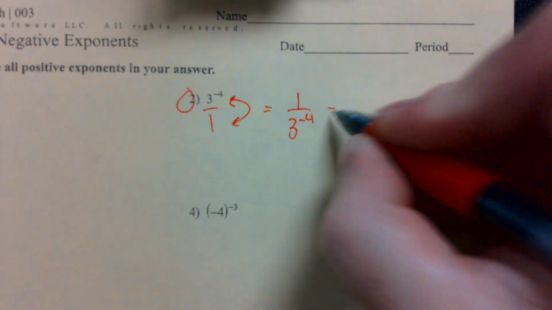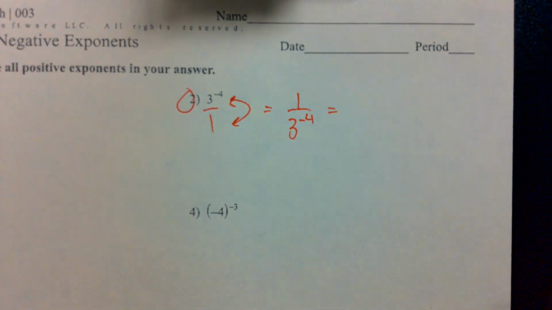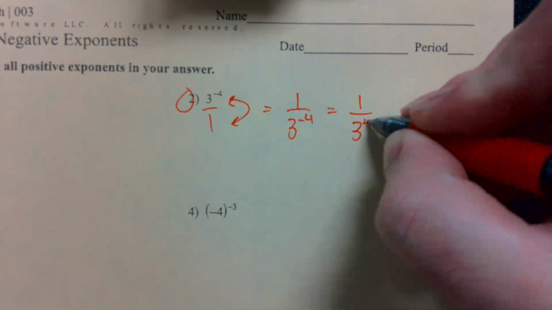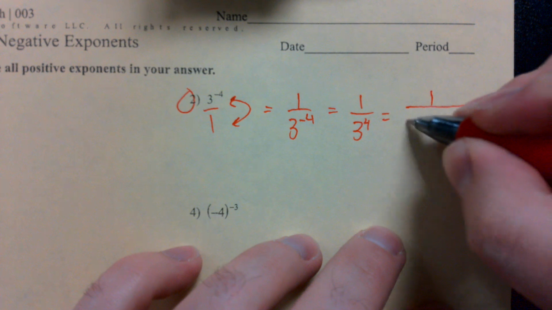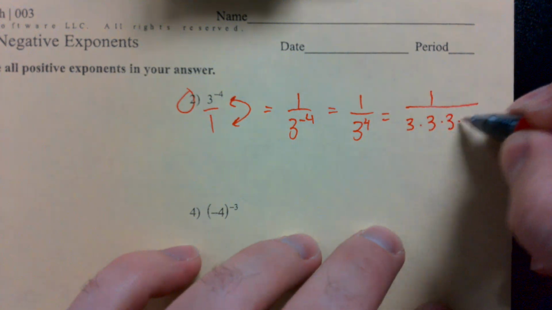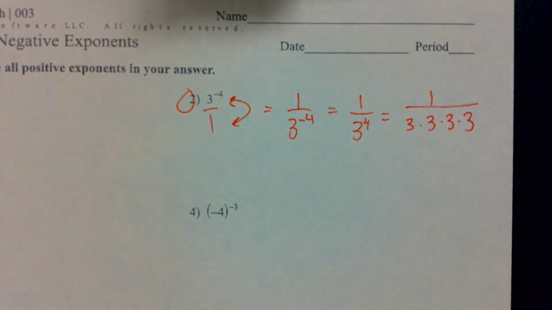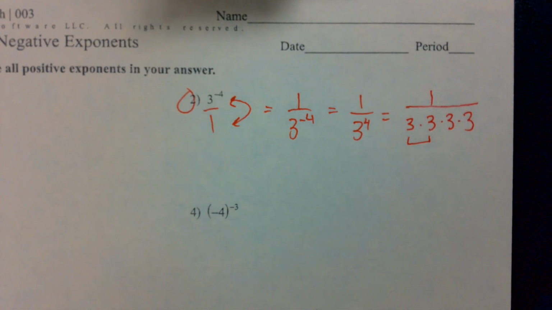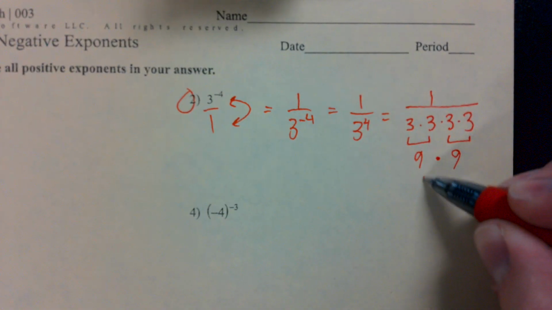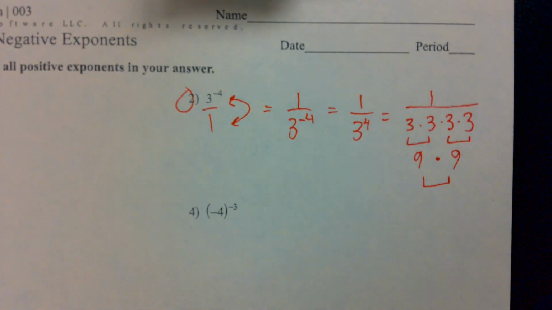After I flip my fraction, what do I do with my exponent again, Devin? You make it positive. Make it positive, and now we just have to expand this exponent out and evaluate. 3 times 3 times 3 times 3. Not 3 times 4, 3 to the 4th power, right? So these 3's multiply and give us 9, and so do these 3's, right? Yes. So then what's 9 times 9 going to give us? Very close, just 81, right?